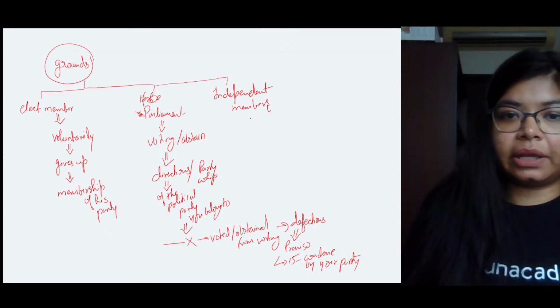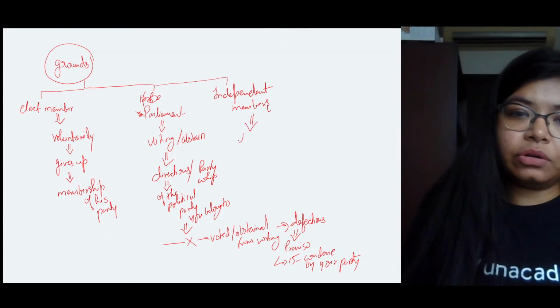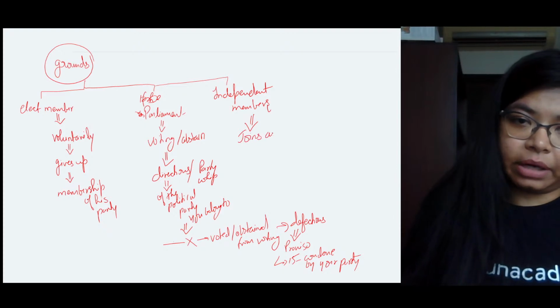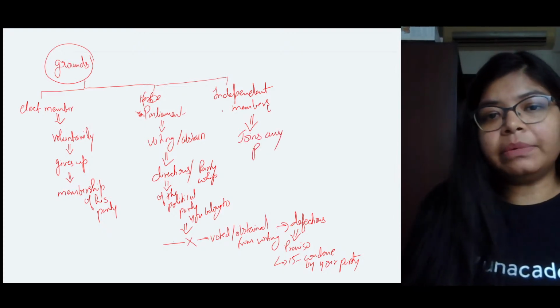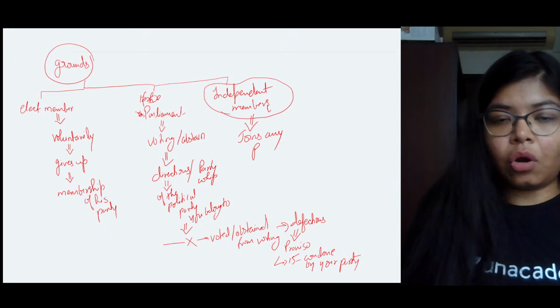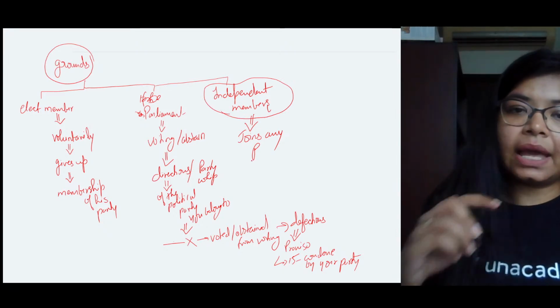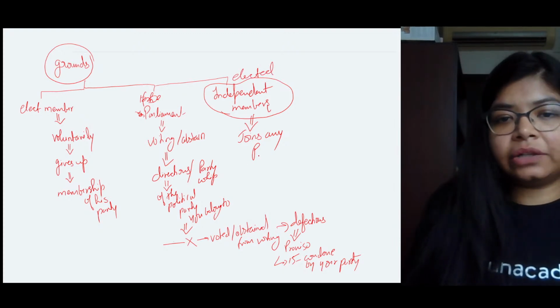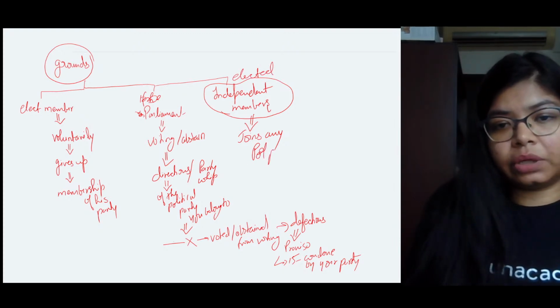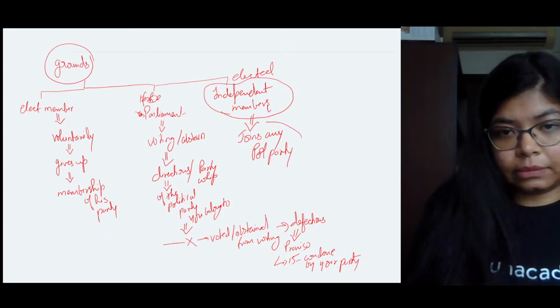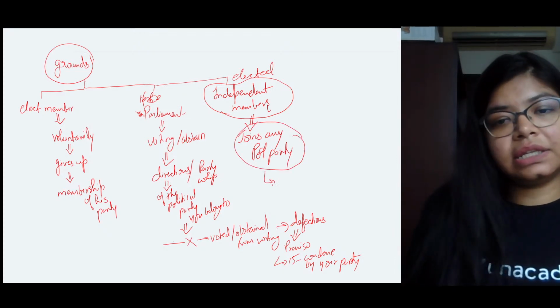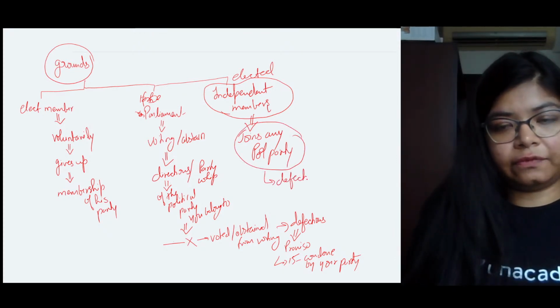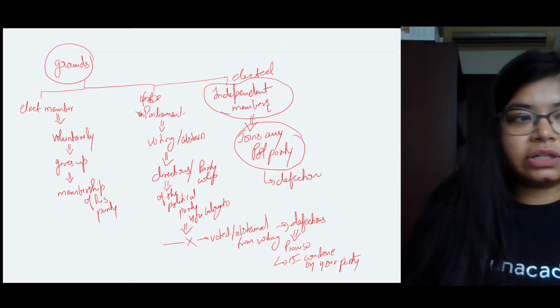ठीक है, अब let's talk about independent members. इंडिपेंडेंट मेंबर्स क्या करते हैं? If an independent member joins any political party, मतलब कि आप निर्दलीय लड़े थे और आप इलेक्ट हुए. ठीक है, आप एक इलेक्टेड इंडिपेंडेंट मेंबर हो and you decide to join a political party. Okay, in this case defection हो जाएगा. Fine, if you're with me till here just let me know.